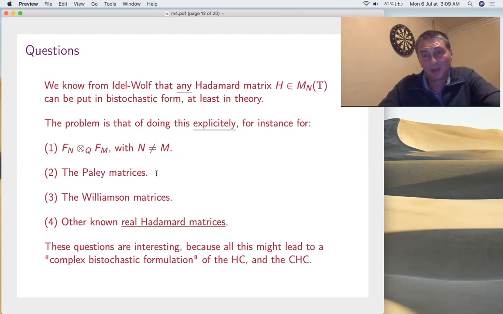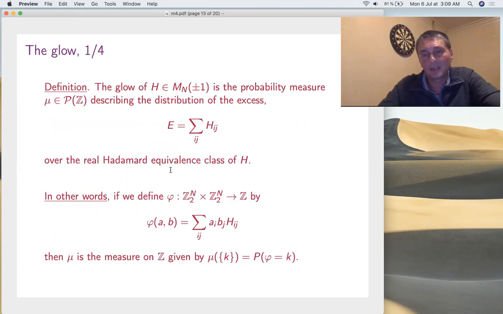So, difficult algebraic questions here, definitely work to be done here. Now, let's go to one more thing to finish with. So that's an attempt. It's going to be 8 slides in a row. It's an attempt at understanding the excess, the distribution of the excess as a probability measure over the equivalence class of H.